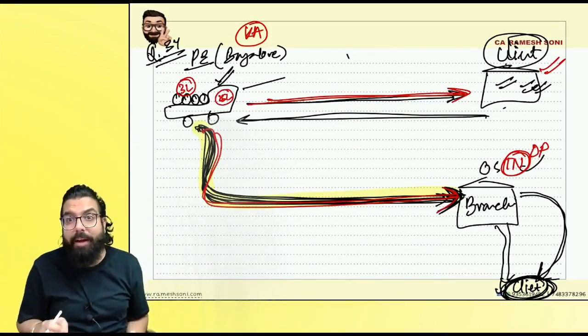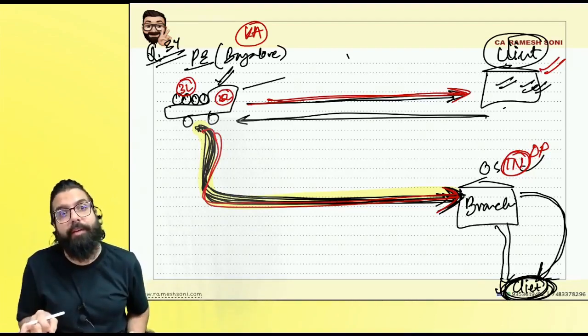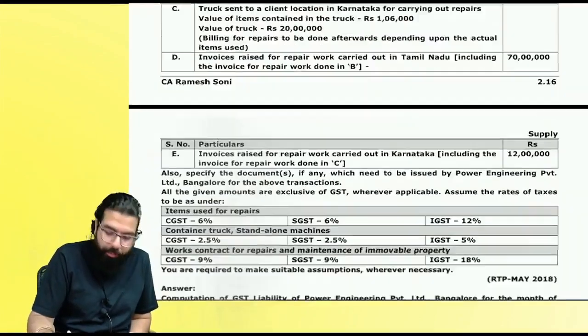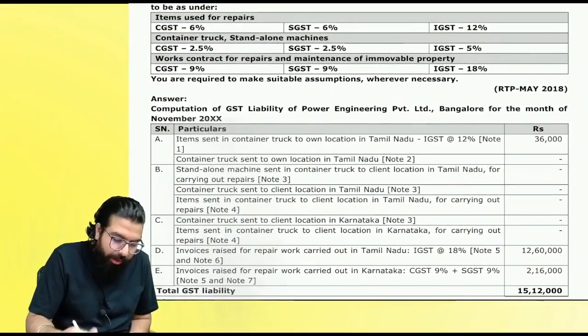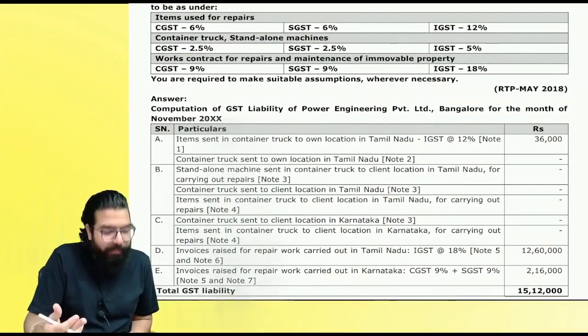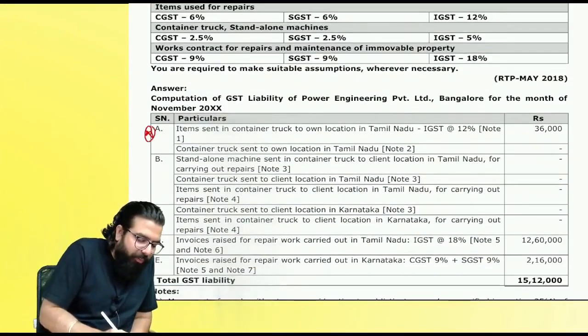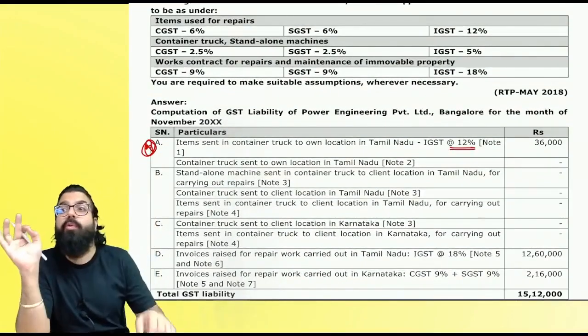No. Are the items supplied? No. It is going for repair and maintenance. Repair and maintenance service will be provided. Can you tell me, will there be any GST on 3 lakh and 25 lakh? No. Can you guys see over here? Okay. Now what are they assuming over here? They have gone ahead and charged 12% on 3 lakh rupees. Why? You have to write the assumption.